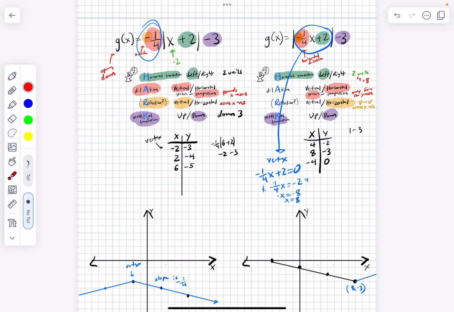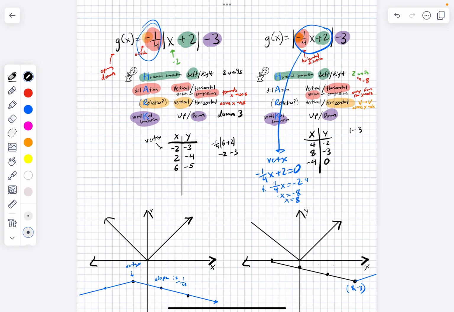Okay. So let's zoom out a little bit and describe them finally to wrap it up. So here we have, compared to the parent function, on this one, we went left 2, vertically compressed towards the x-axis, so we squeeze it down, by a factor of 4 like this. Then we have a vertical reflection, so it flips over. So now it's like this. And then finally move it down 3.